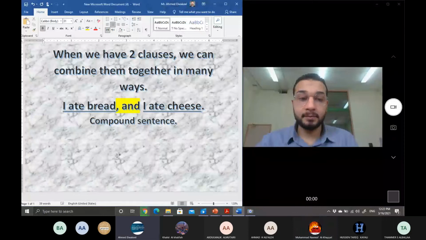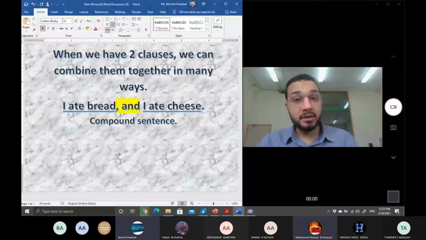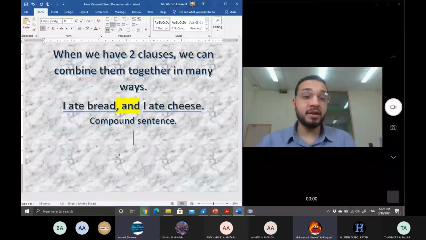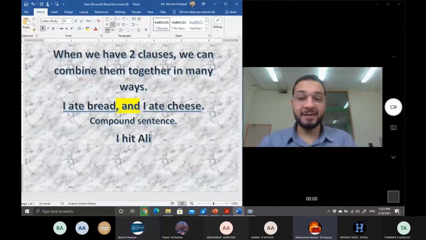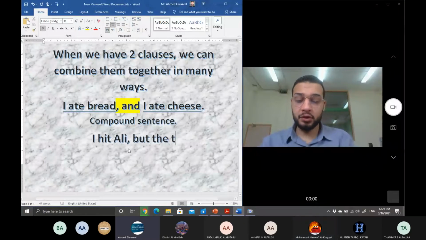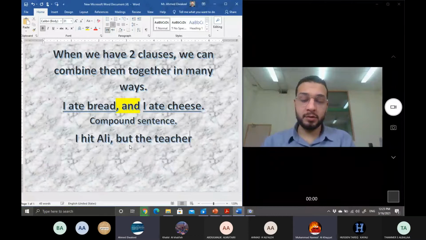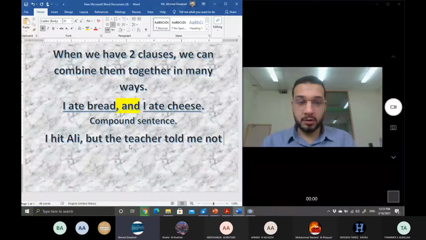The easiest way to make a dependent clause is to use a coordinating conjunction. I have one. I hit Ali. You have to write that out. I hit Ali, but the teacher told me not to. So this sentence is what, Muhammad?